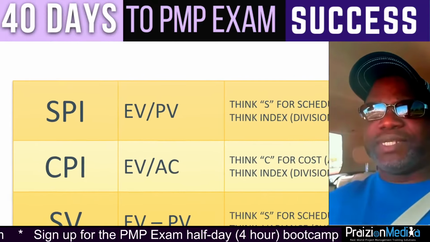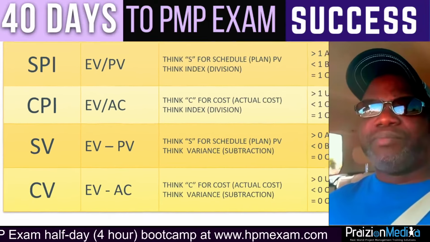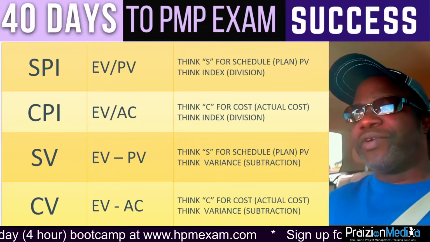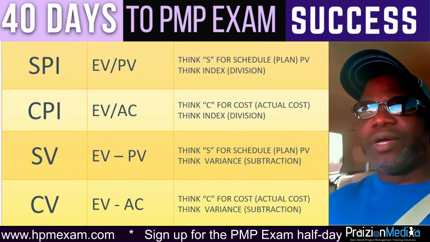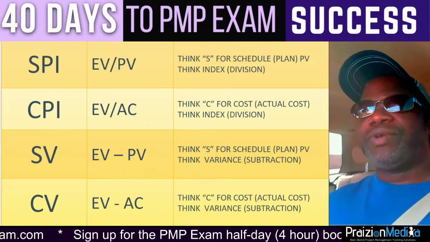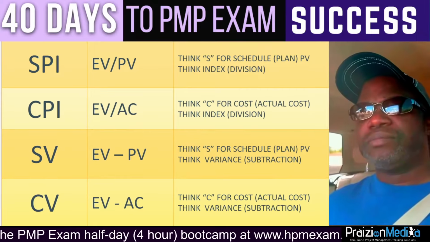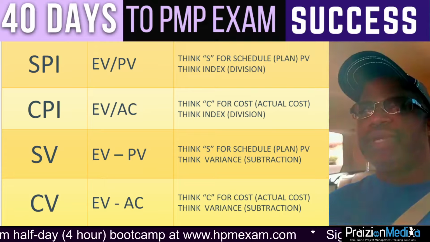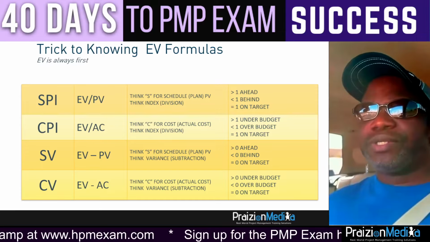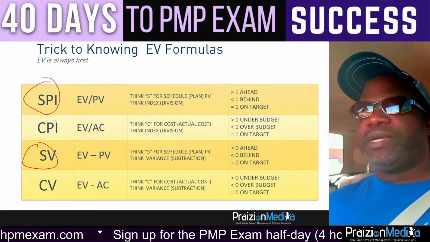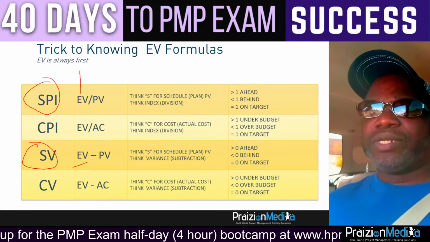What you're going to notice from the C's, the CPI and the CV, they both start with earned value and they both have actual cost. Indices, you are dividing by actual cost, and variances, you're subtracting the actual cost. And it's really that simple. Indices divide, variances subtract. The next thing I would call your attention to is the S's, SPI and SV. They also start with earned value. So all these formulas, they all start with EV. If it's an index, you're going to divide. So SPI, you're going to divide by PV.